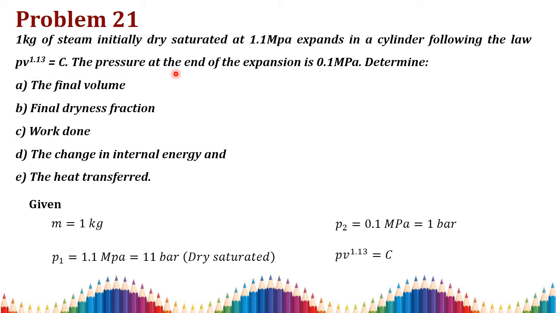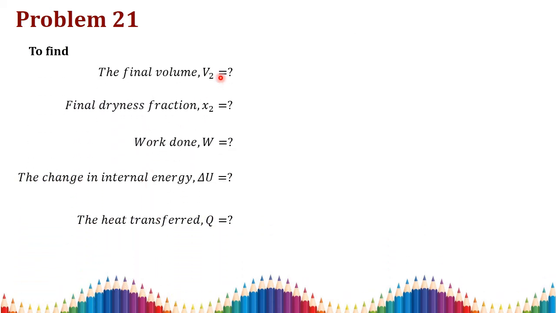The pressure at the end of the expansion is 0.1 megapascal. So that is 1 bar. After expansion the pressure P2 is 1 bar. So determine the final volume V2, final dryness fraction X2, and work done, change in internal energy, and the heat transfer. So that is V2, X2, work done as W, change in internal energy as delta U, and heat transfer as Q for your polytropic process.